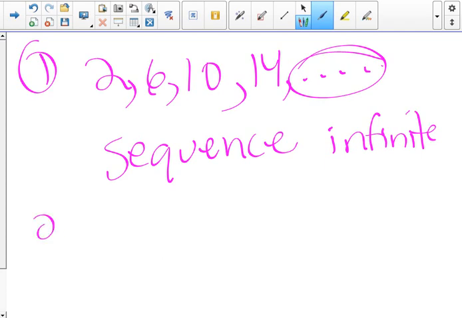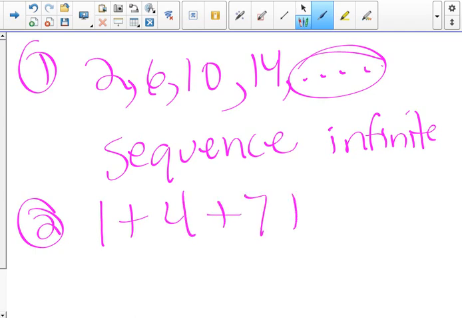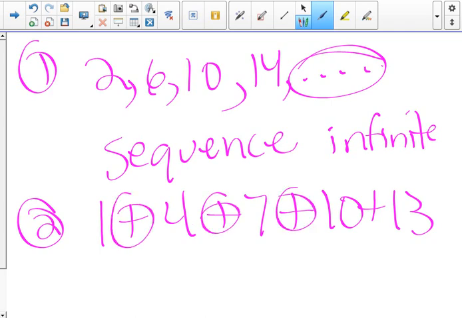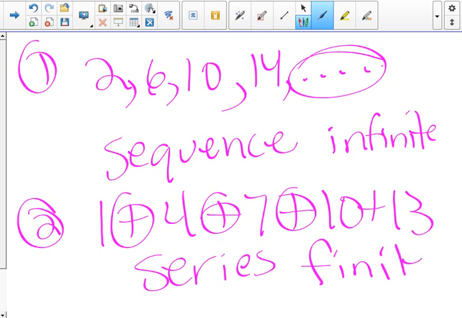Okay, let's look at number 2. Well, because it says 1 plus 4 plus 7 plus 10 plus 13. So because there's a plus in between all of these, it's a series. And because there's no ellipsis, it's finite. So we can say this is a finite series.